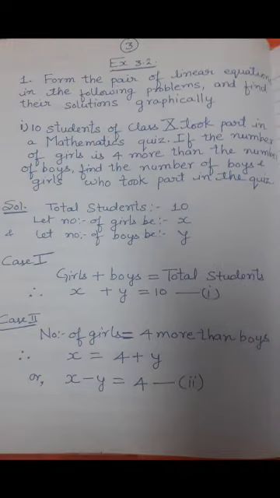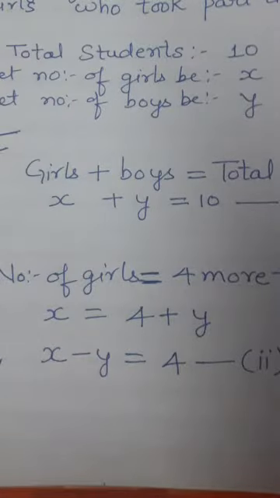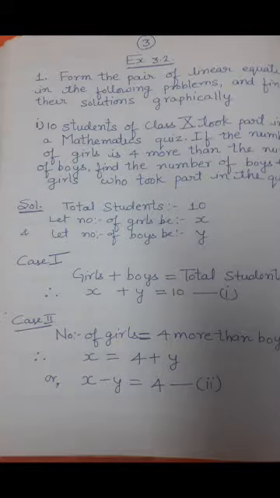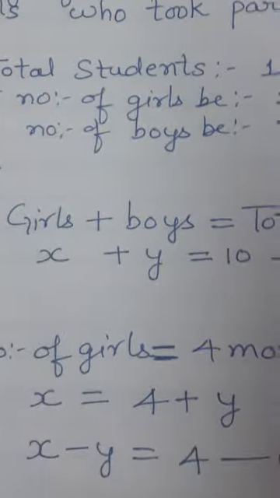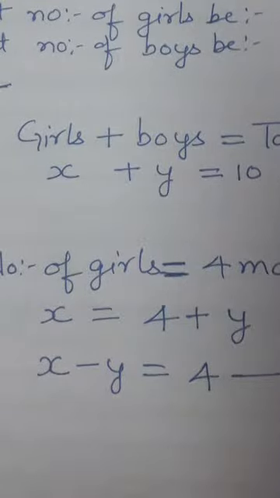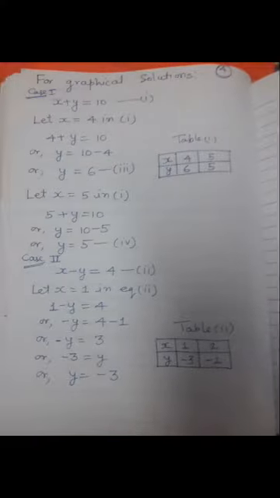So x is equal to 4 plus y. We know that we have to take variables on one side, so we take plus y from the RHS to the left hand side and it becomes minus. So x minus y is equal to 4. This becomes the second equation. Now we have got two equations. First one, x plus y is equal to 10, and second one, x minus y is equal to 4. Now we'll plot the graph for this.